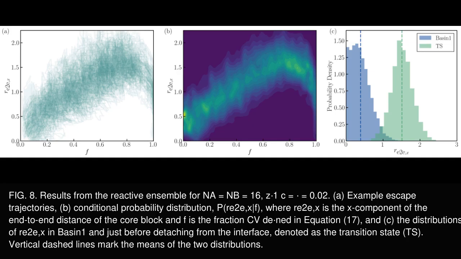Panel C compares distributions of Re2Ex for chains localized at the interface, basin 1, and at the transition state just before detachment. Vertical dashed lines mark the mean values, highlighting that chains adopt significantly more extended conformations immediately prior to crossing the interface. The authors interpret these findings as indicating that the dominant escape mechanism involves chain extension rather than core collapse in these conditions. Combining with their enhanced sampling data, they propose that the minimum free energy path could cross over from a collapsed core escape mechanism to an extension-driven pathway, depending on core collapse propensity.